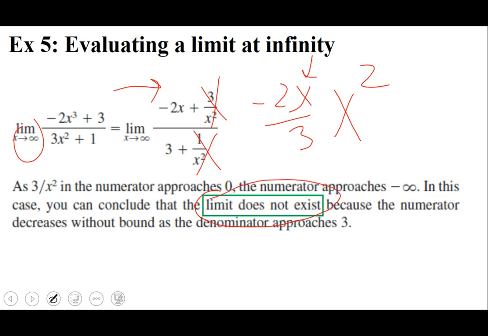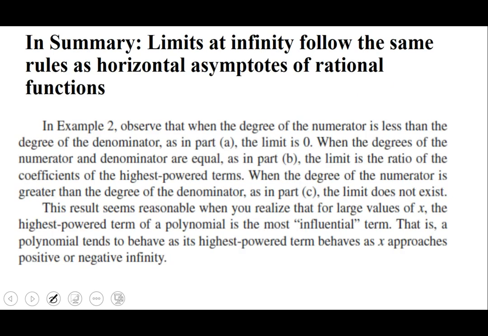Now, if you're asking yourself, why is this familiar? Don't I kind of already know this? Well, yes, you do. In summary, limits at infinity follow the same rules as horizontal asymptotes of rational functions. So this entire screen right here simply summarizes those rules in words. So read through them as closely or as not closely as you need, but it basically just summarizes what's going on. The fact that you are looking for, again, the highest degree power of the polynomial, that's what we call the most influential term. So again, this is just the word summary of what's going on in these rules.